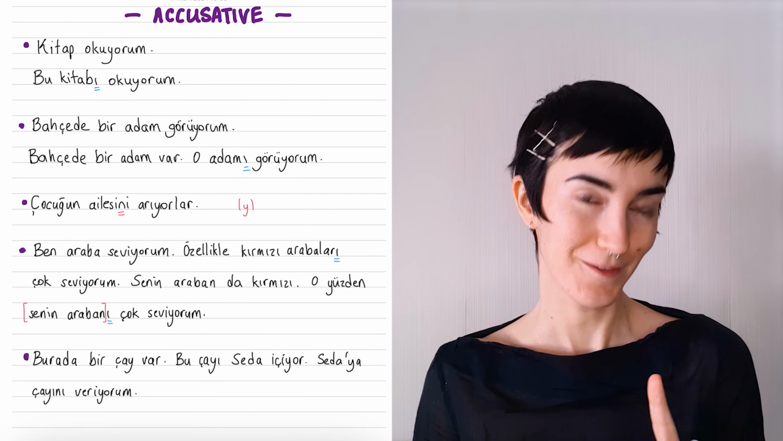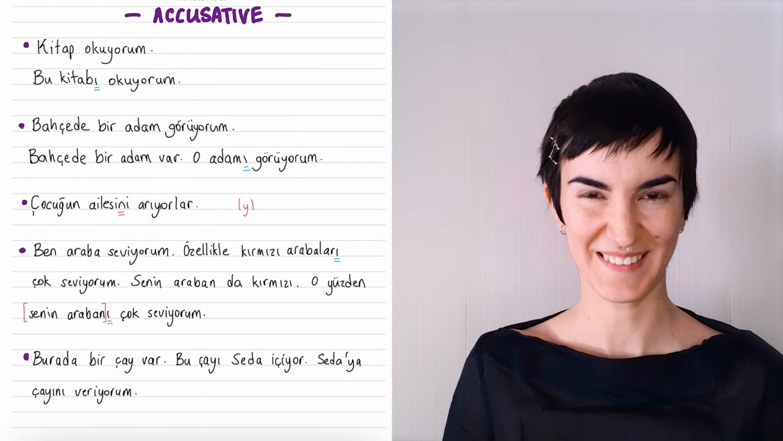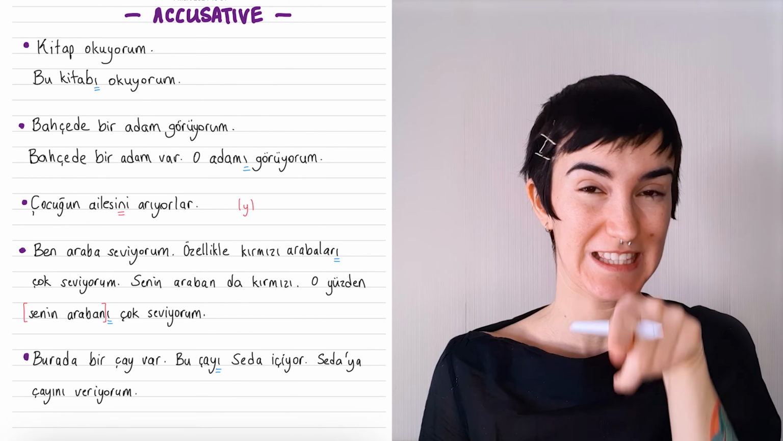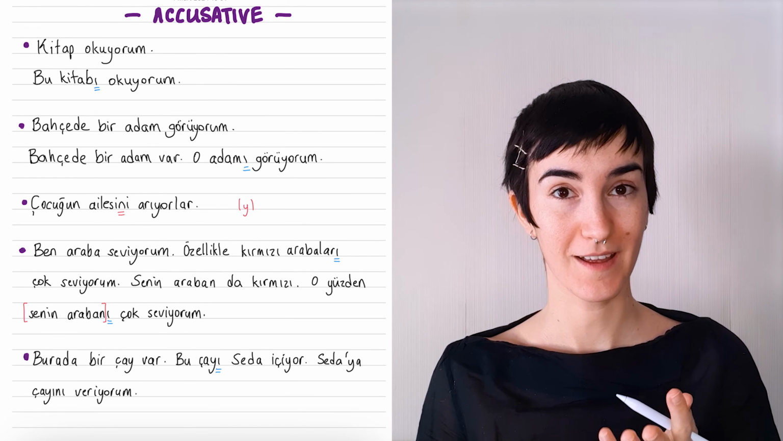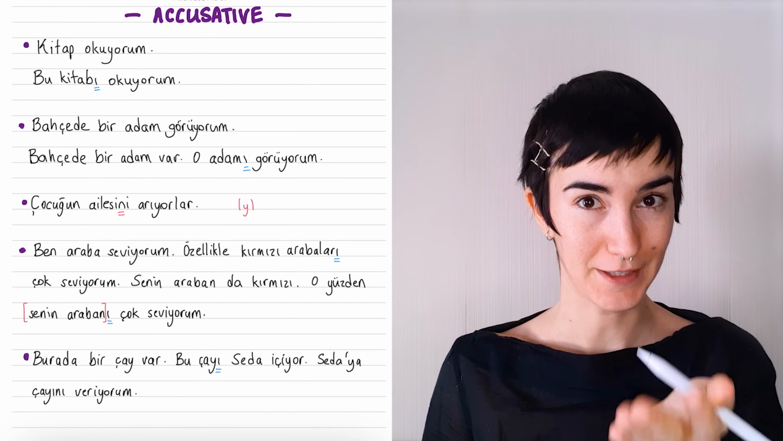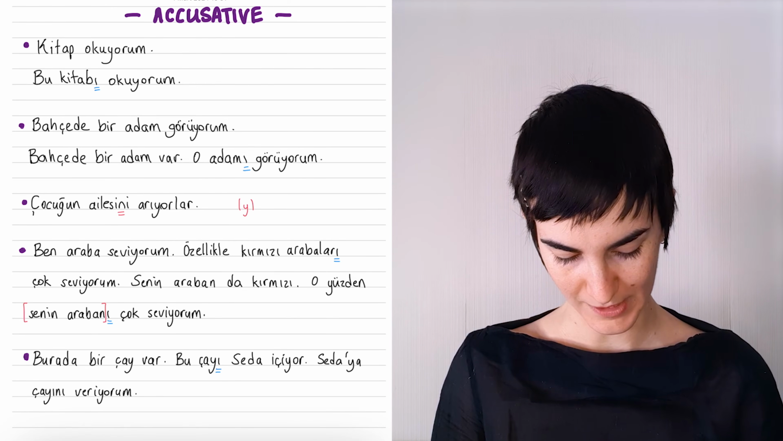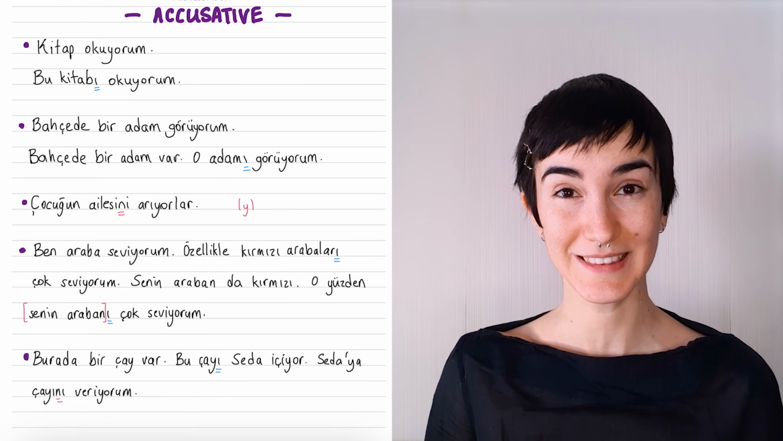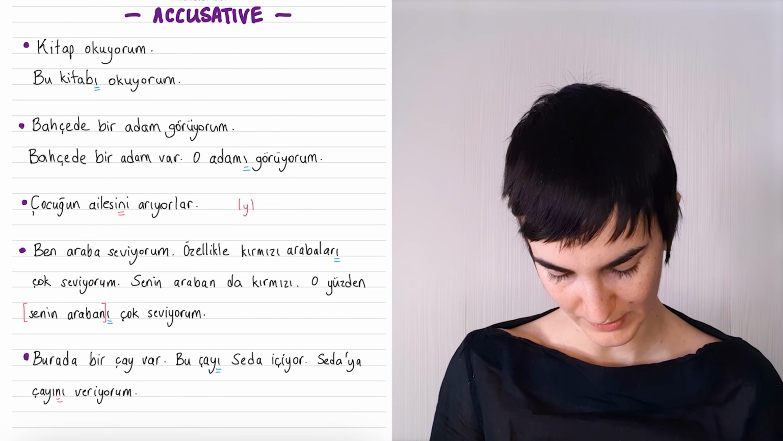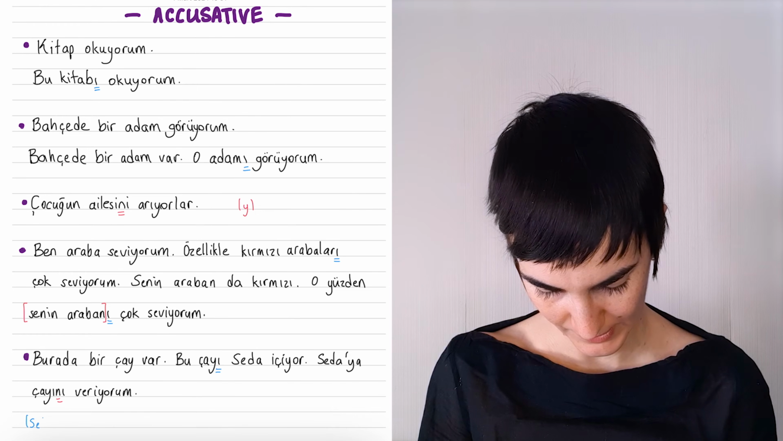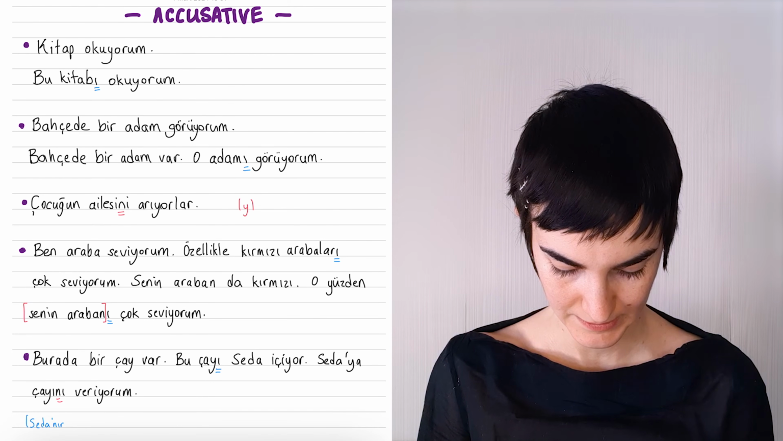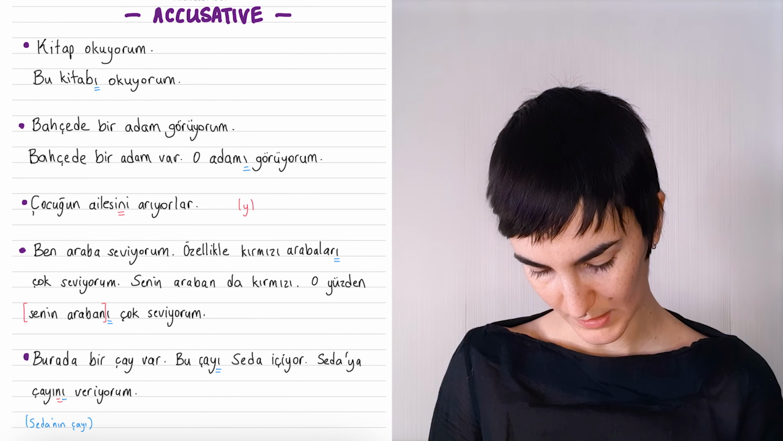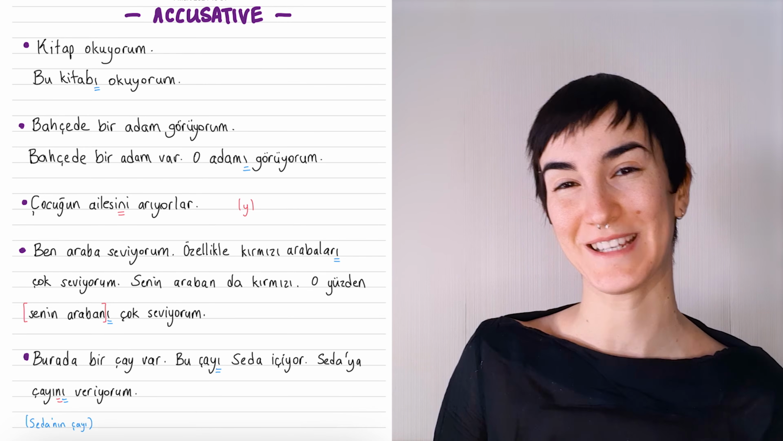Let's look at the next one. Burada bir çay var. So here is a cup of tea. Bu çayı Seda içiyor. Seda is drinking this tea. Ve Seda'ya çayını veriyorum. I'm giving her tea. So now there is a buffer sound. Çayı. So Seda'nın çayı, right? It's her cup of tea, and then I'm giving her tea, which makes it specific.